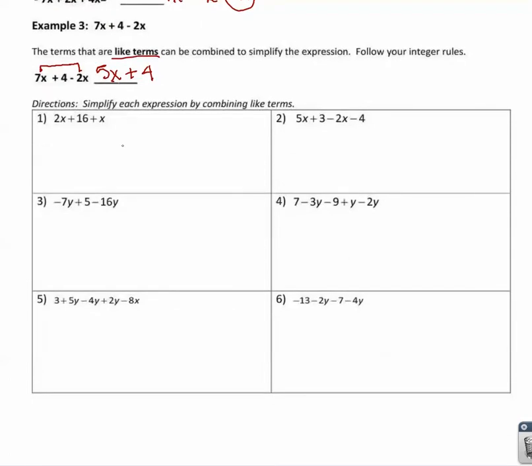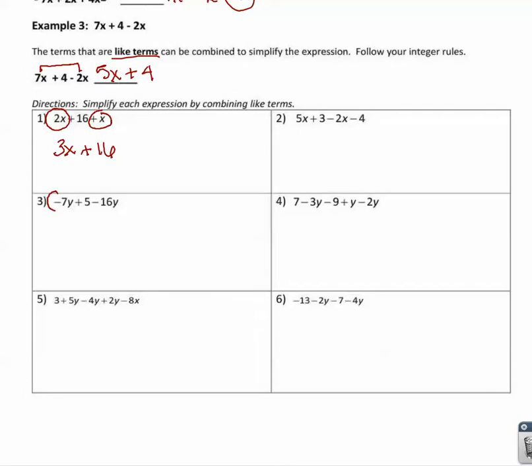Let's try a few examples. We're going to do the odds together. 2x plus 16 plus x. I'm going to go through and circle my like terms. I'm also going to make sure to include the sign in front of it. So I'm going to combine 2x plus x to give me 3x and bring down my plus 16.